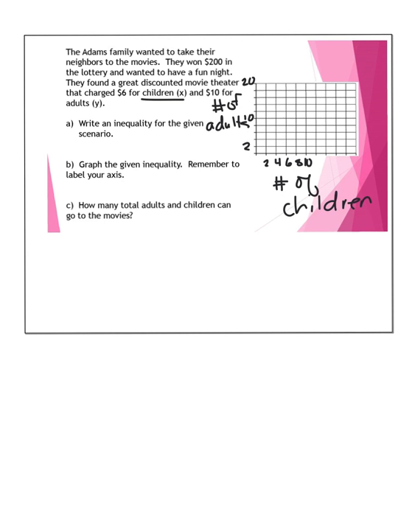Now, part A says write an inequality for the given scenario. So I noticed that it costs $6 for children. So I'm going to make that 6x, $6 per each child. And I also would have to pay $10 for each adult. Now they have $200 that they're willing to spend, which is very nice of them. So that's less than or equal to 200. So I can spend up to 200 or less than that, but 200 is my limit.